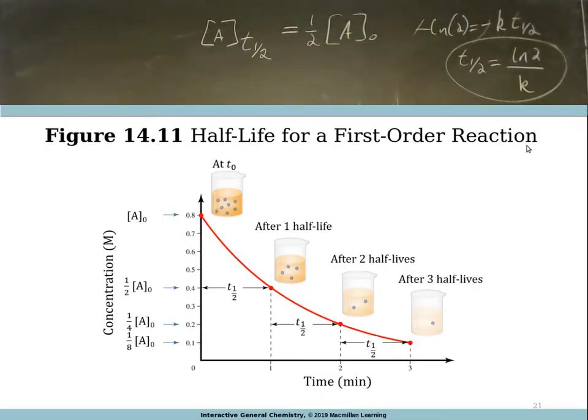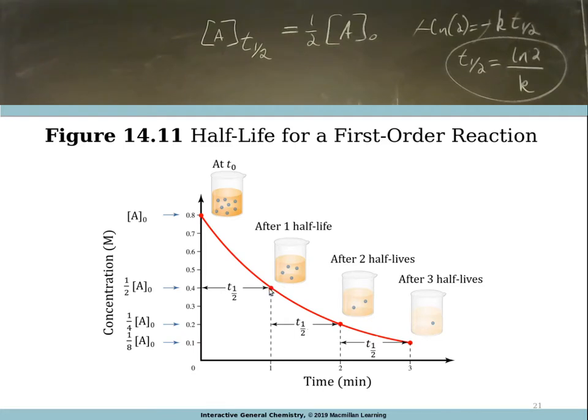So let's look at a figure that shows that. What we have is a beaker here with a concentration of 0.8 molar. And we represent that with 8 little particles here in the beaker. After a certain amount of time has passed, the concentration will drop to 0.4 molar. There's only 4 particles left in our figure. And that took some amount of time. We'll call that the half-life, t1/2.